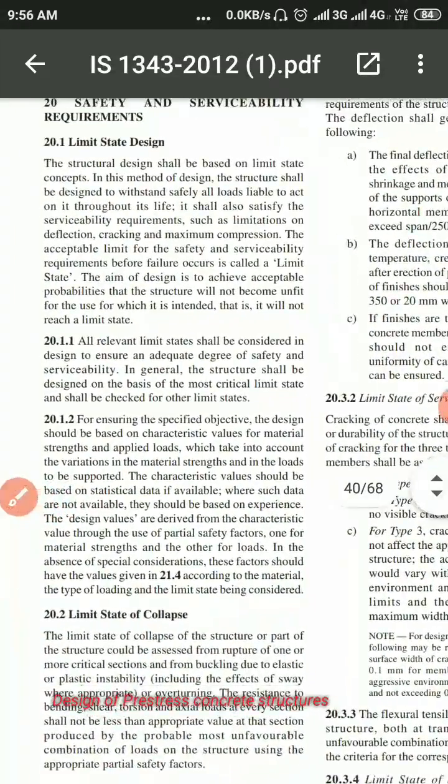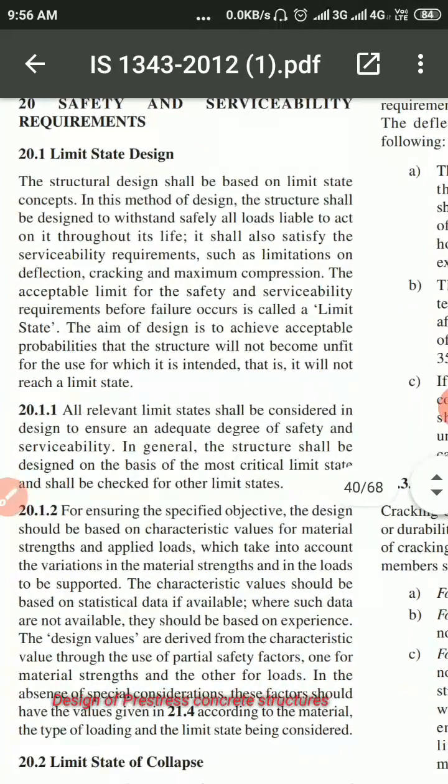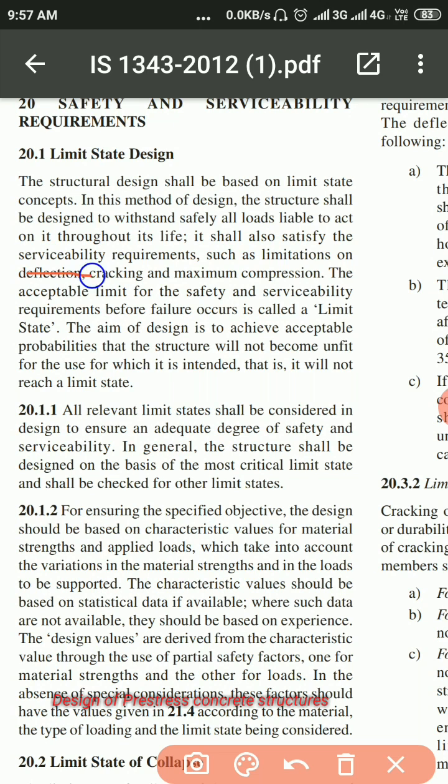Now I'll just zoom in. I'll repeat this statement once again. The structural design shall be based on limit state concepts. In this method of design, the structure shall be designed to withstand safely all loads liable to act on it throughout its life. It shall also satisfy the serviceability requirements such as limitations on deflection, cracking and maximum compression.